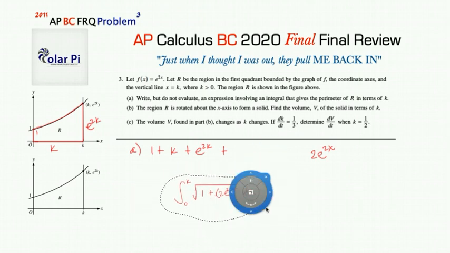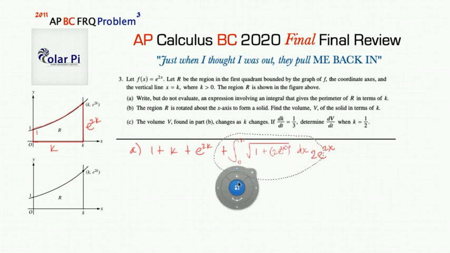So let me shrink this and throw it right there. So that's a complete answer for part A, and nothing else to say about that. Part B says the region R is rotated about the x-axis to form a solid. Find the volume V of the solid in terms of k. Okay, this is pretty straightforward.